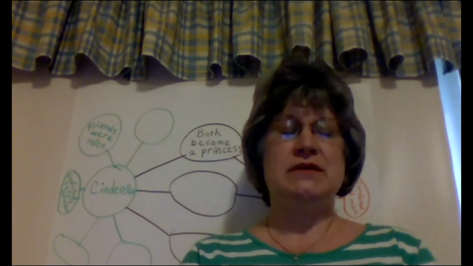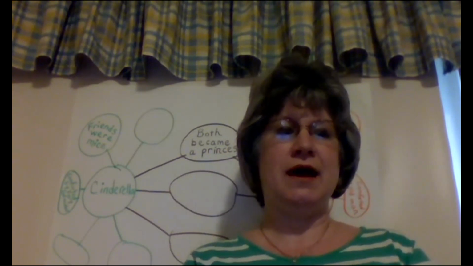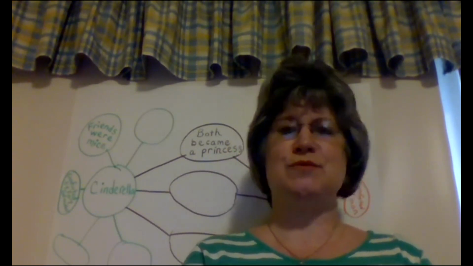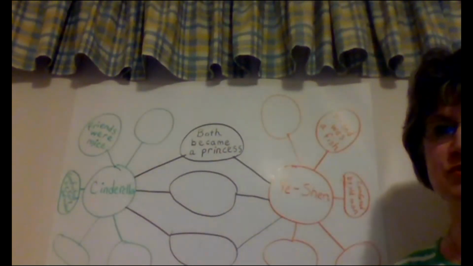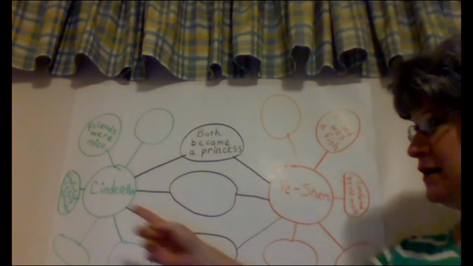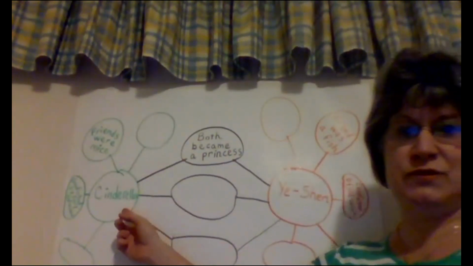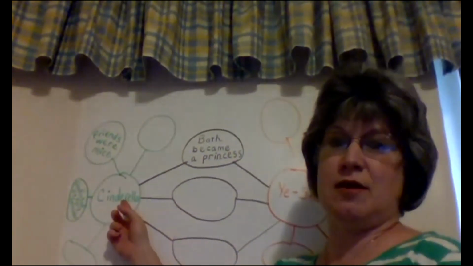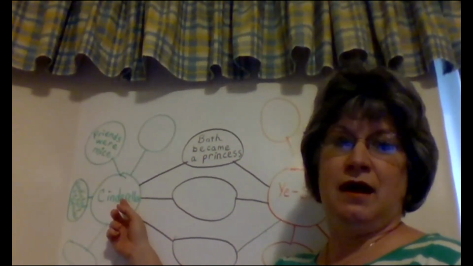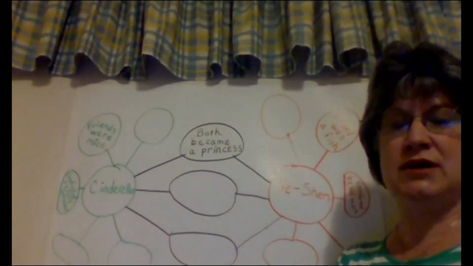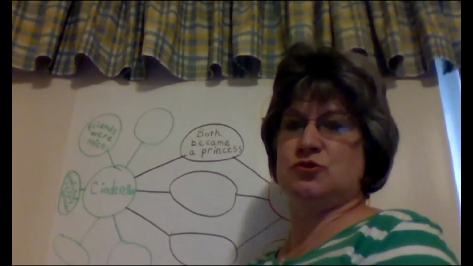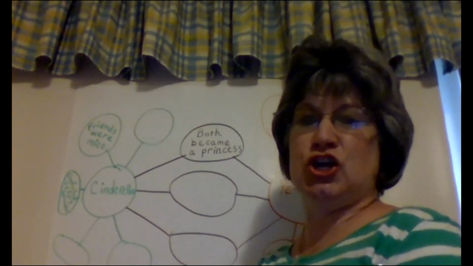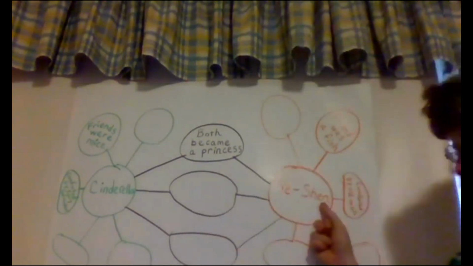Okay, so I bet some of you are already noticing behind me, you see something that we've worked with before. We are looking at a double bubble. So we are going to be looking at two versions of Cinderella. The classic version that hopefully, as I said, you have just had an opportunity to view and enjoy. We're also going to look at a version from a different country. We're going to look at the Cinderella story from China. And her name is Ye-Shen.